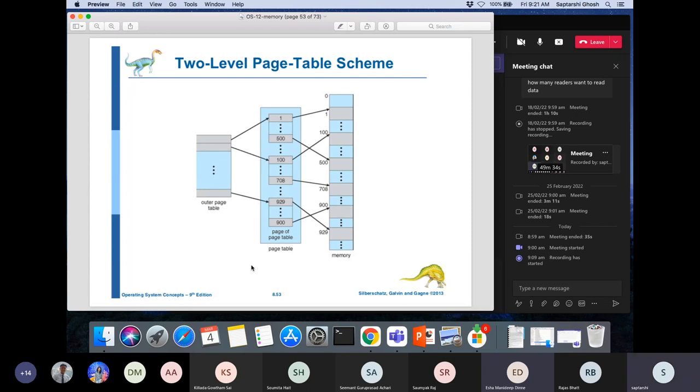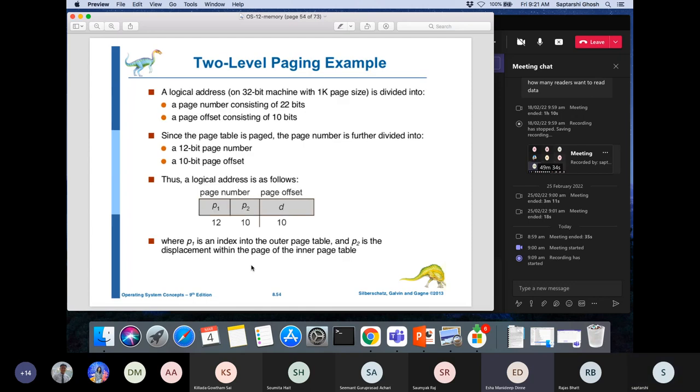And in this scheme, how is an address translated? Let's see. Let's assume we have this two-level page table, an outer page table and the main page table. Say we are dealing with 32-bit logical addresses and 1K page size. A logical address is divided into two parts, as we have discussed already: a page number and a page offset. Because the page size is 1K, the page offset is 10 bits, and the remaining 22 bits are the page number. That was our scheme earlier.